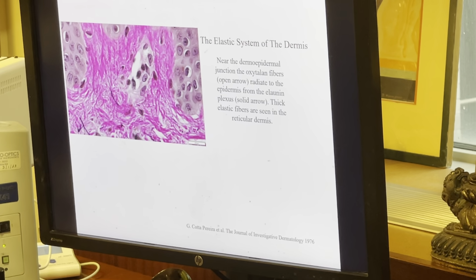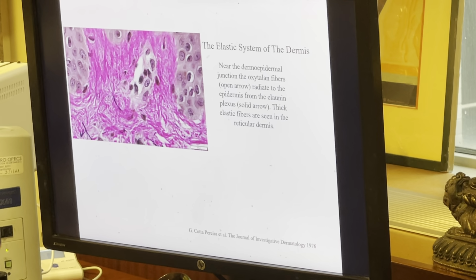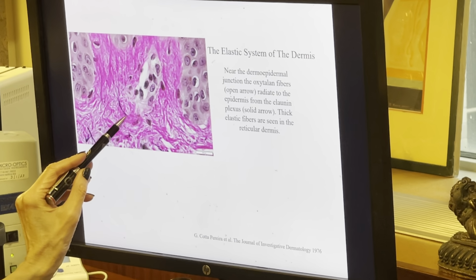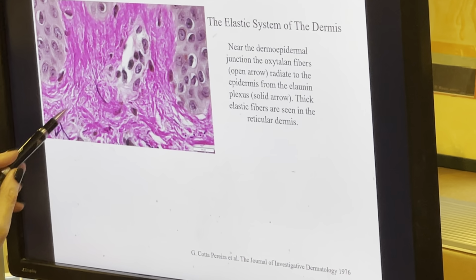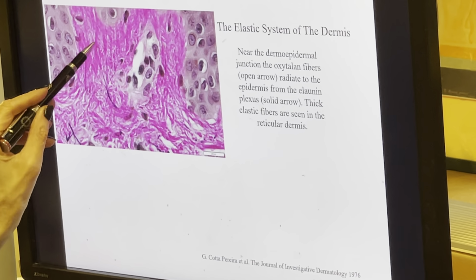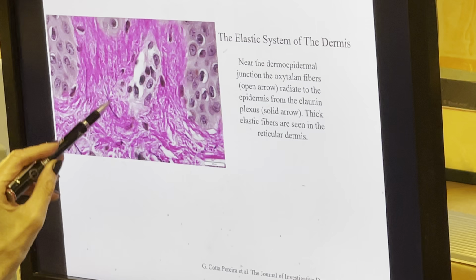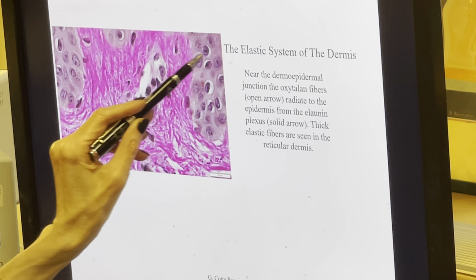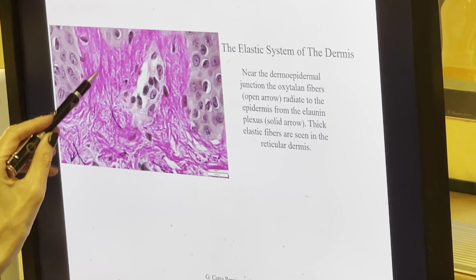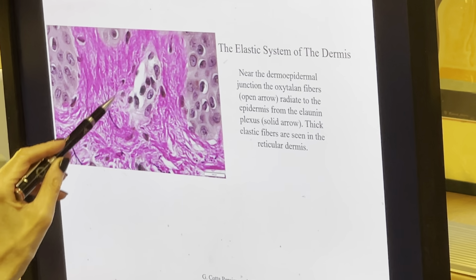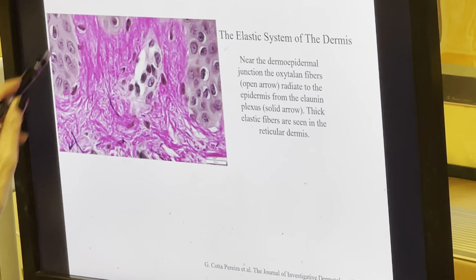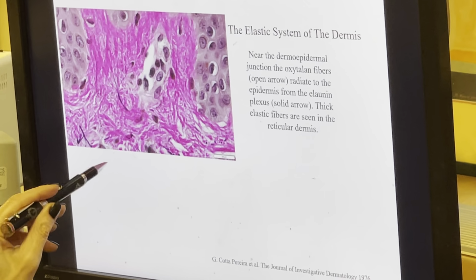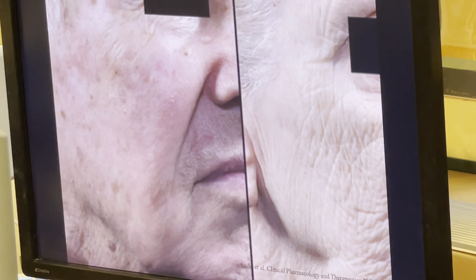And so this is an elastic tissue stain. It's kind of hard to see, but basically the elastic tissue is highlighted in black, and you can see this kind of branched structure that is perpendicular to the long axis of the epidermis. And those are your oxytalan fibers. So that elastic tissue stain highlights very specifically the oxytalan fibers.